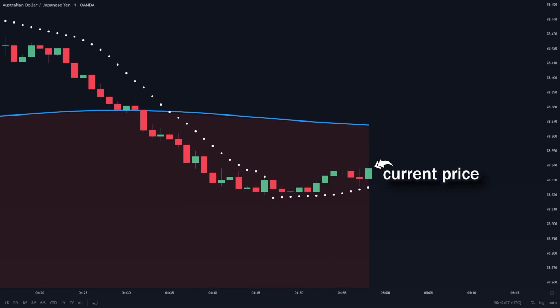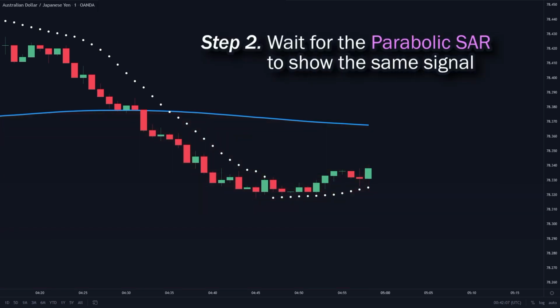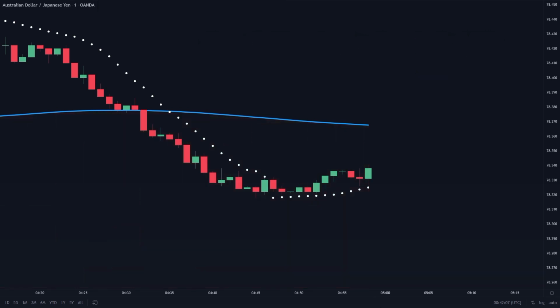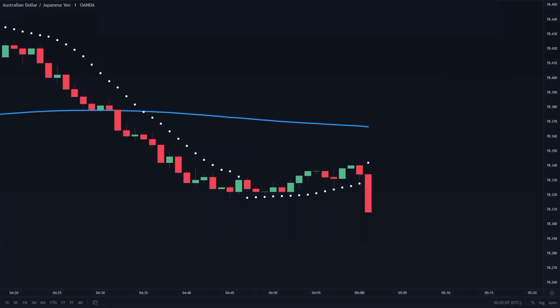Now, once you've identified the long-term trend, the next step is you want to wait for the Parabolic SAR to show the same signal as the long-term trend. For example, here, we can see that the price is below the 200 EMA, indicating that the long-term trend is down. This means that we're waiting for the Parabolic SAR to also show bearish momentum by waiting for it to go above the candle. Once this happens, you take a short position.